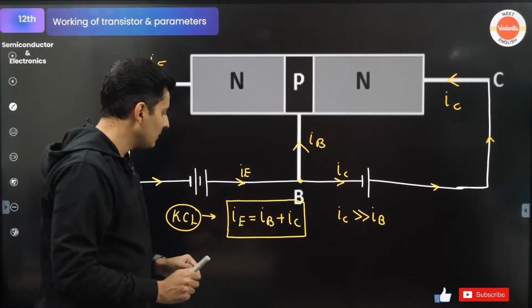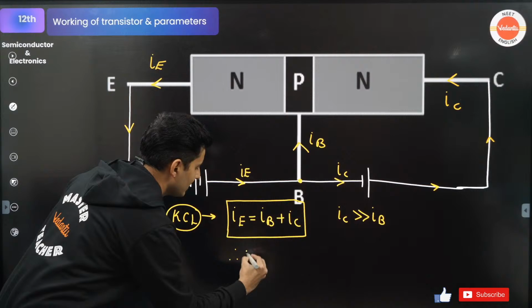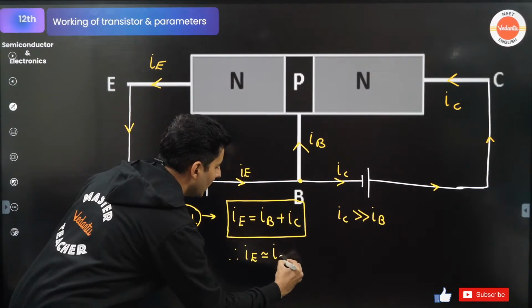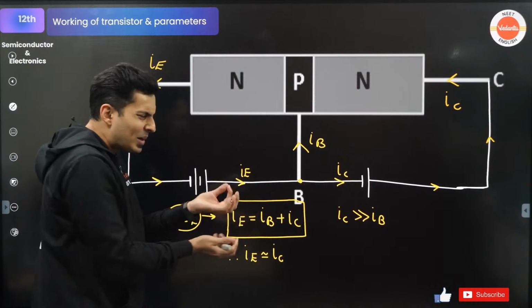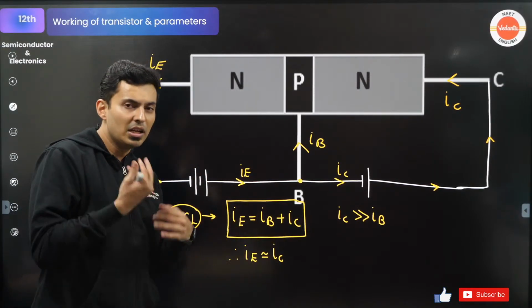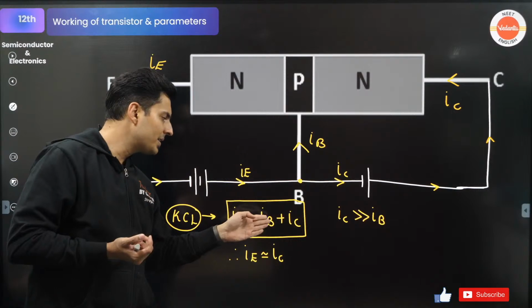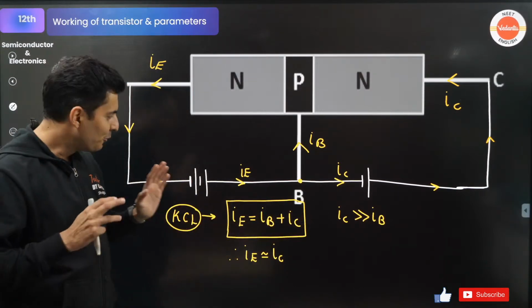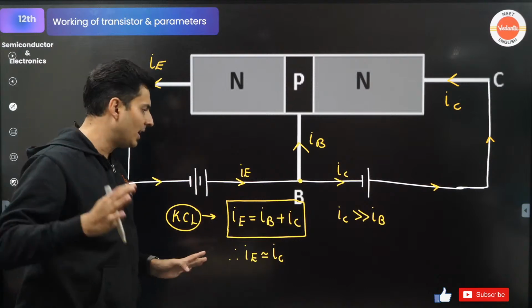Base current is negligible. Therefore, can I say emitter current is almost equal to the collector current? Almost, because base will be in microamperes while this might be in milliamperes. Milli is much larger. This will be very small as compared to this. So that is the reason for that. Very good, guys. You guys are very smart.